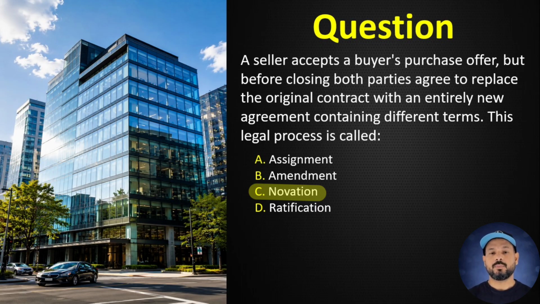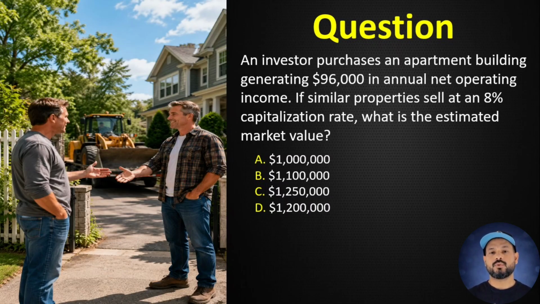A novation replaces an existing contract with a new agreement accepted by all parties. Question number 14. An investor purchases an apartment building, generating $96,000 in annual net operating income. If similar properties sell at an 8% capitalization rate, what is the estimated market value?